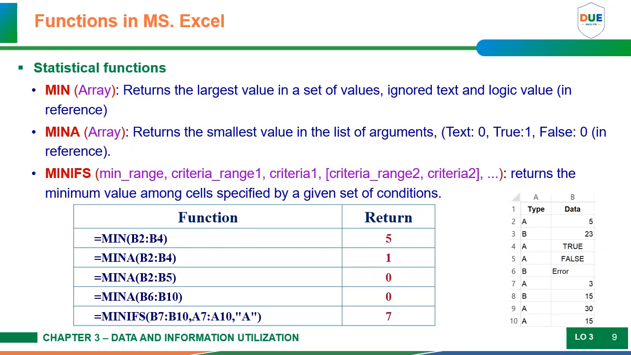MINA(B2:B5) returns 0, because cell B5 contains FALSE, counted as 0. MINA(B6:B10) returns 0, because cell B6 contains a text string, counted as 0.